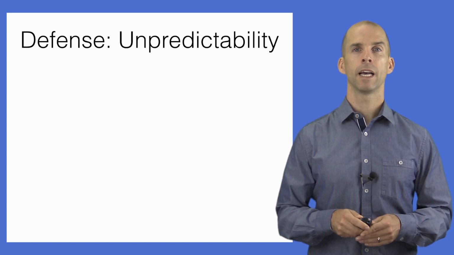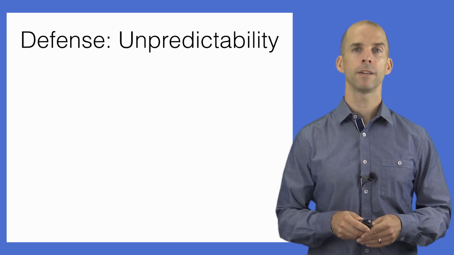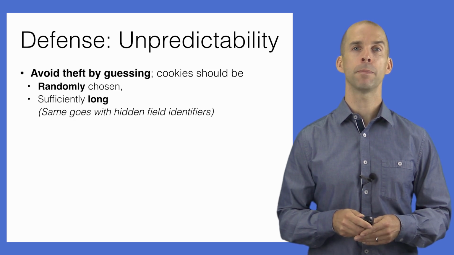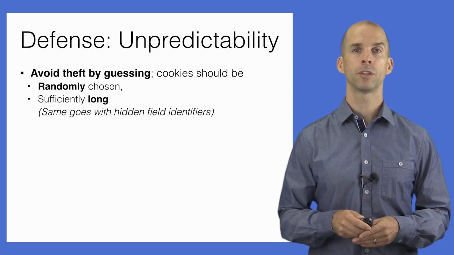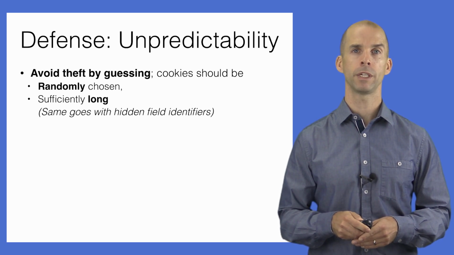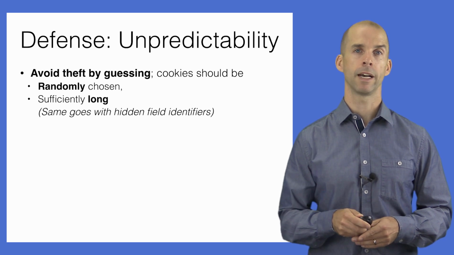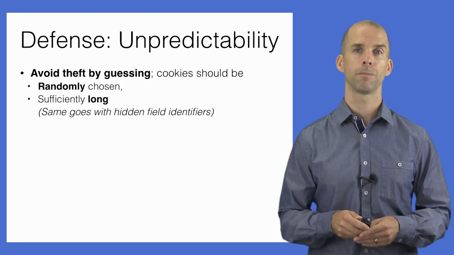To avoid allowing the adversary to guess what a cookie will be, applications should generate cookies that are long, so that there are many possibilities for the adversary to try to guess, and random, so that the particular possibility is hard to predict. Note that the same guidelines should hold for generating SIDs in hidden form fields.